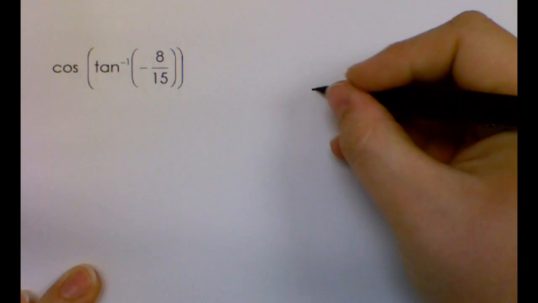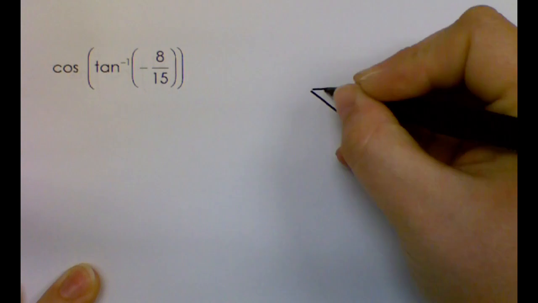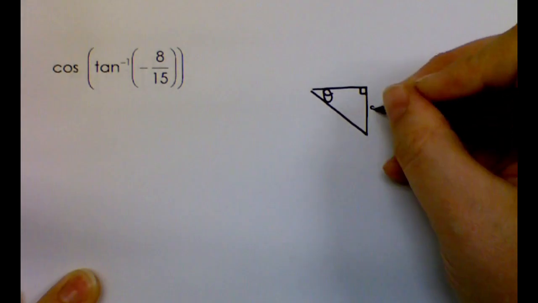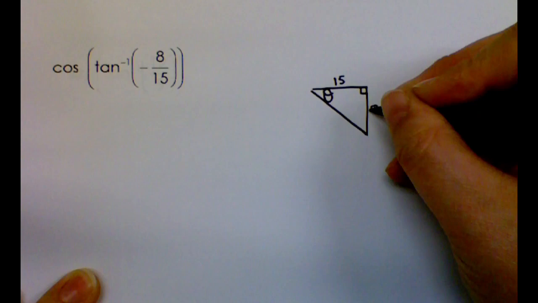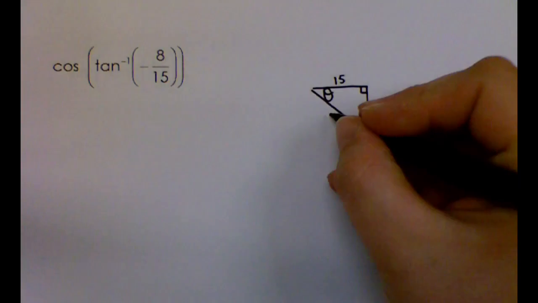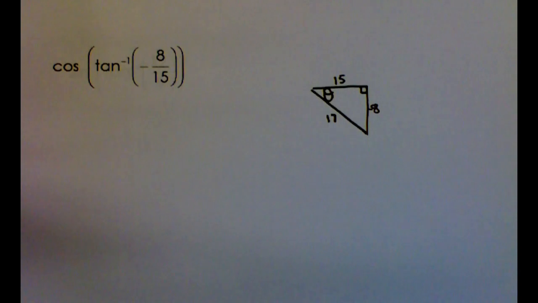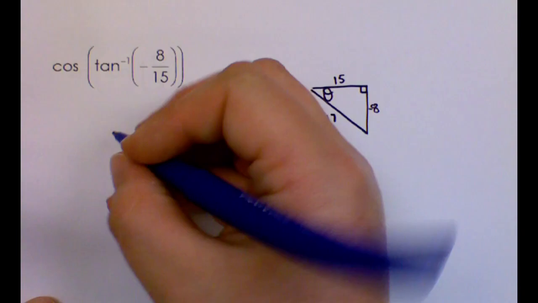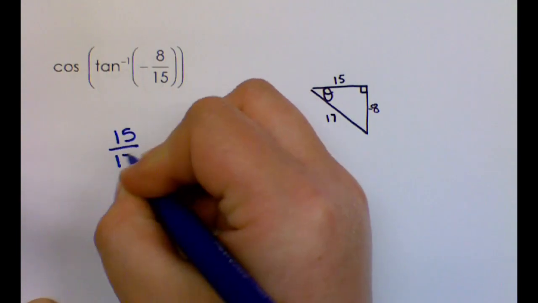All right, this one is going to require a triangle. Arctangent of a negative means that it's in the fourth quadrant. Tangent is opposite over adjacent. That 8 gets that negative because it's downward. And use Pythagorean theorem to find that missing side. It is 17. Now I want the cosine of that angle theta I drew. The cosine's adjacent over hypotenuse is 15 over 17.